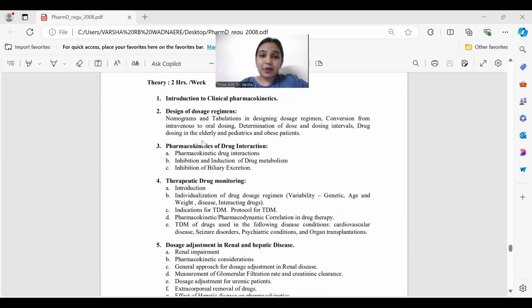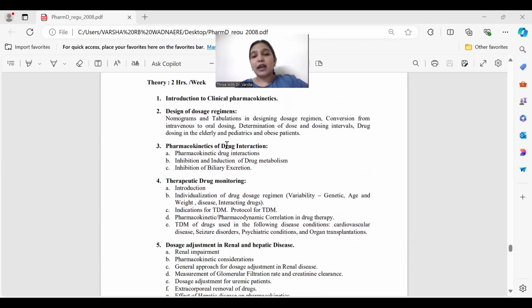Then the next chapter, the second chapter, is for 5 marks each, and again in a combination you can be asked this for 10 marks. Then some of the formulas can be asked from this chapter, that is drug dosing in elderly patient, then determination of dosing intervals and dose. So that can be asked for 2 marks.